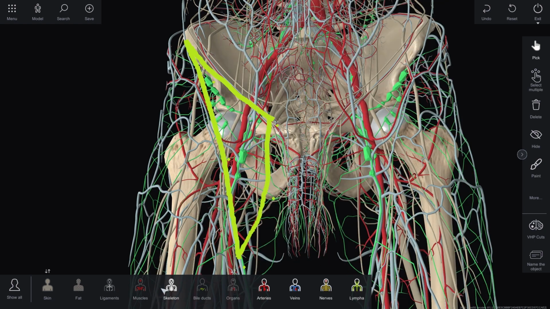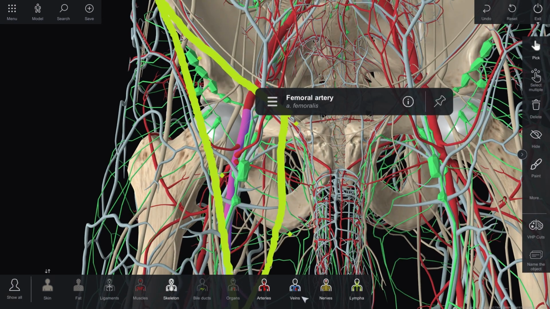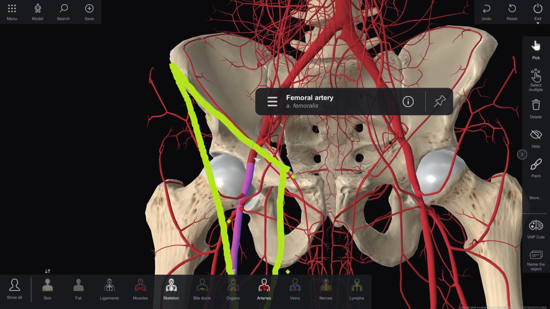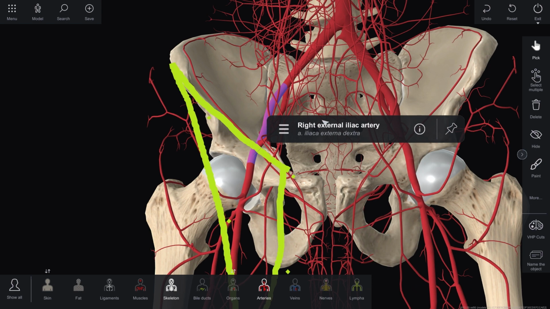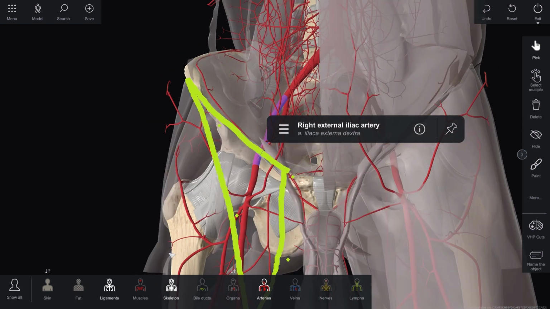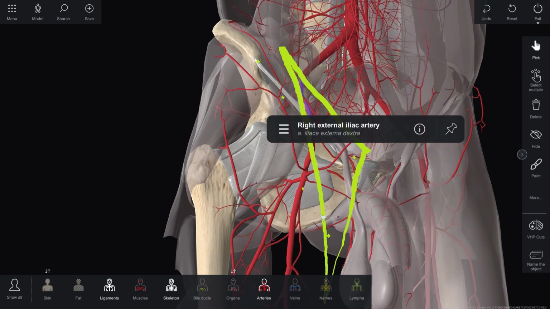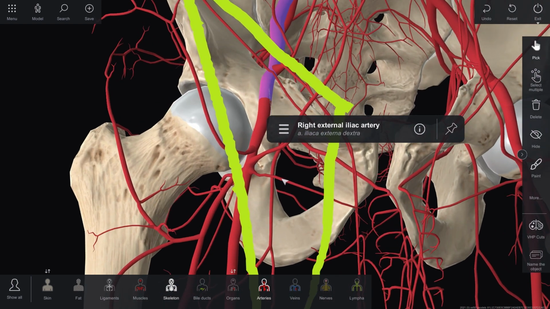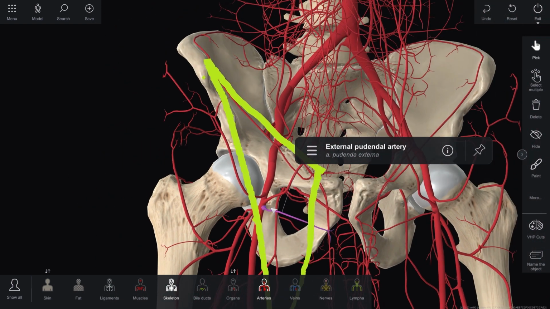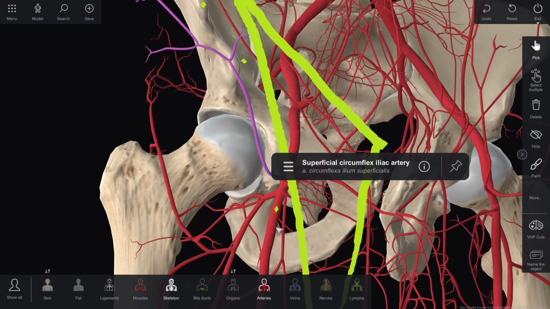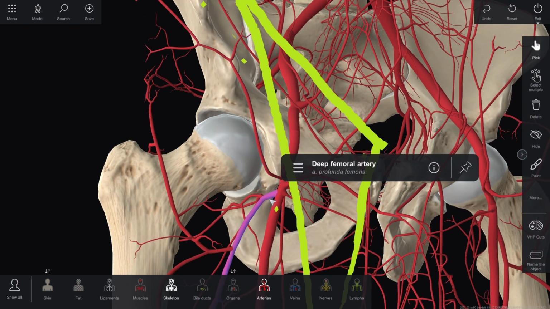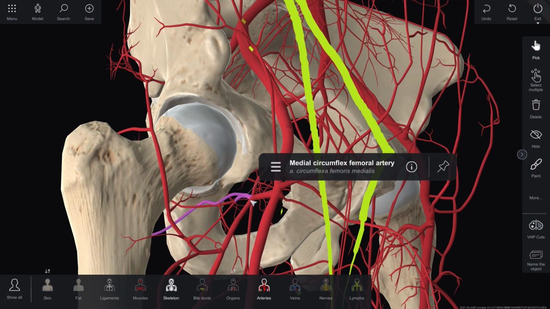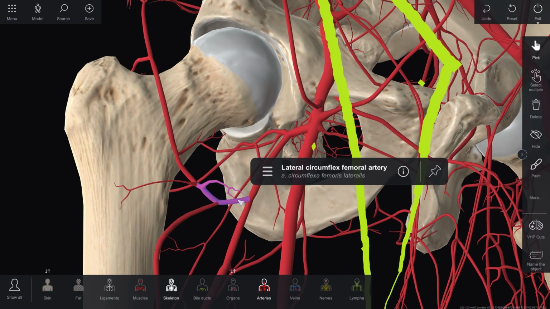The femoral artery. The femoral artery is responsible for majority of the arterial supply to the lower limb. Let's see where it originates from. The femoral artery originates from the external iliac artery and arises under the inguinal ligament in the vascular lacuna. Further, the femoral artery divides into its branches. The external pudendal artery, the superficial circumflex artery, and the largest branch, that is the deep femoral artery. The deep femoral artery further divides into two branches, the medial circumflex femoral artery and the lateral circumflex femoral artery.